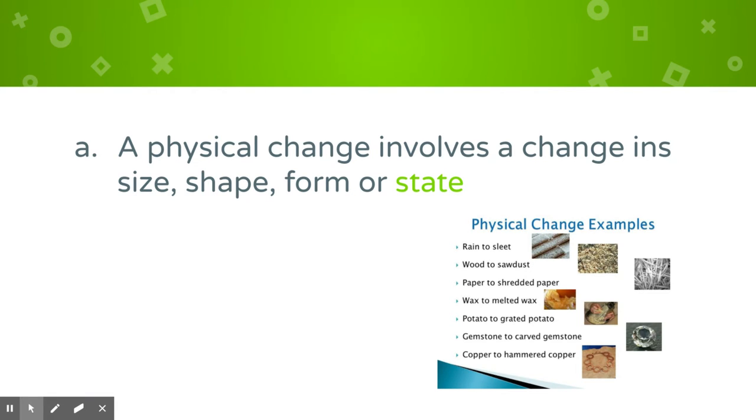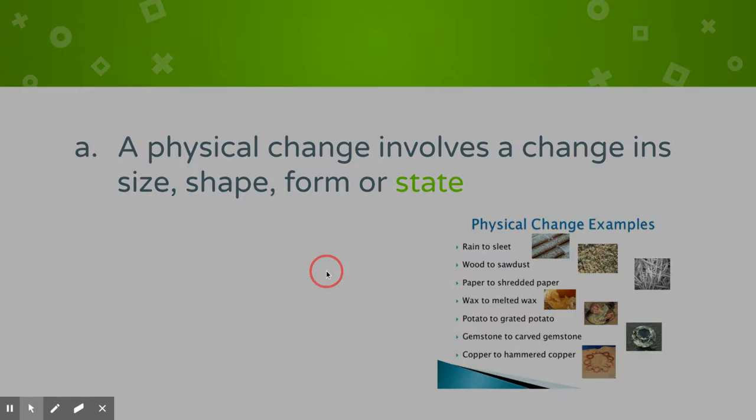So physical changes are things like rain to sleet, wood to sawdust. I take paper, shred it up. It's still paper, so you're just changing its size, its shape, its form. Something melting or boiling, that is a change of state. It's still the same material it is.